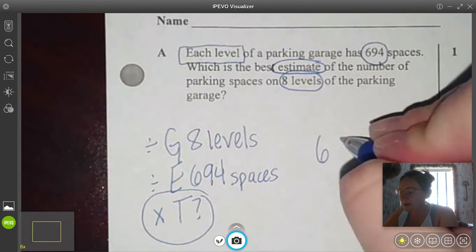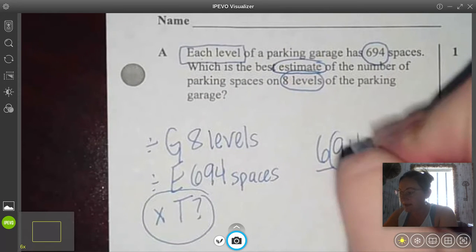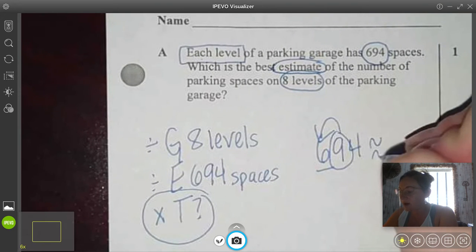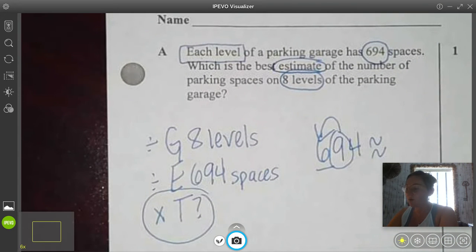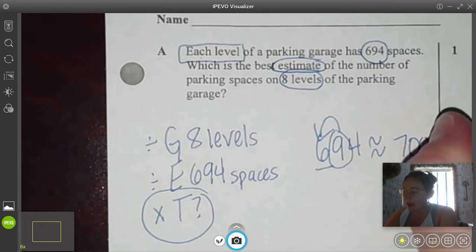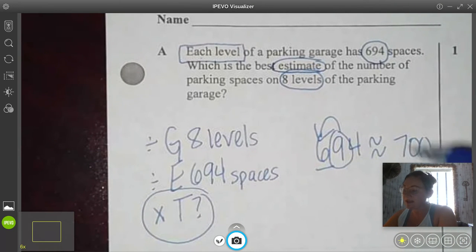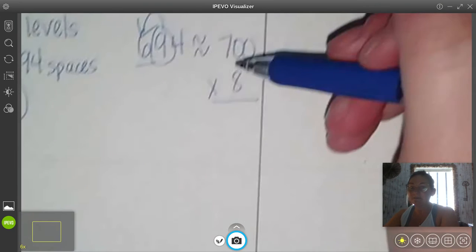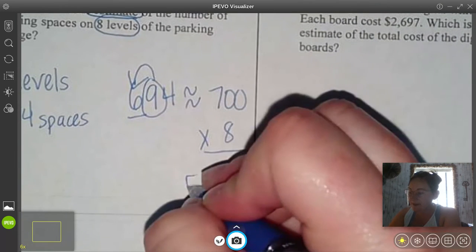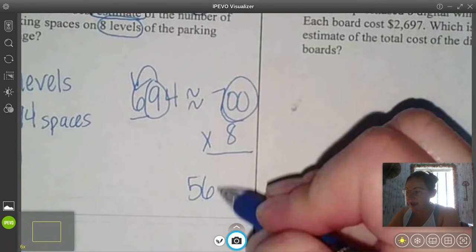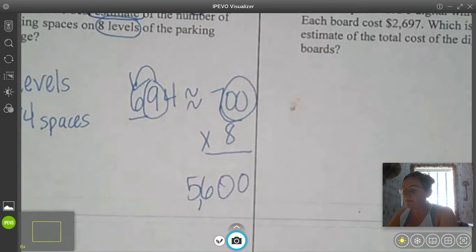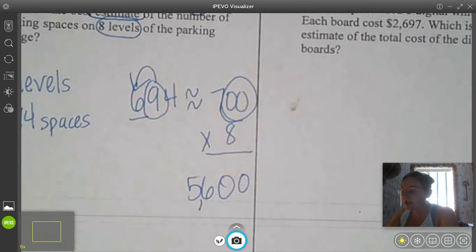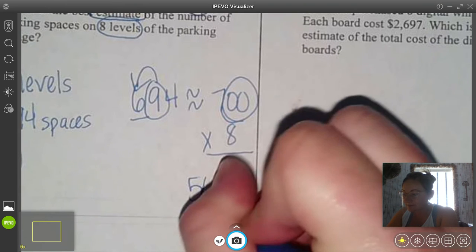So I have 694. So 694, 5 or more, add 1 more. So that's closest to 700. And then times 8, right? Well, what is 7 times 8? 7 times 8 is 56. And how many zeros do I lay? 2. So 5,600 spaces.